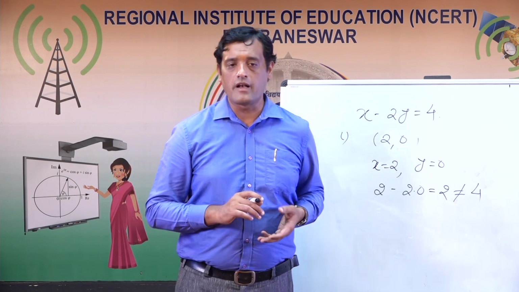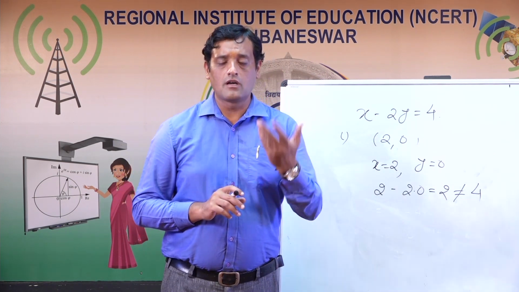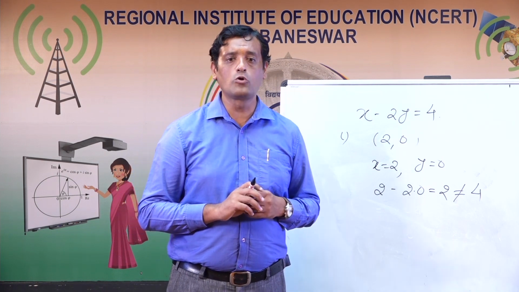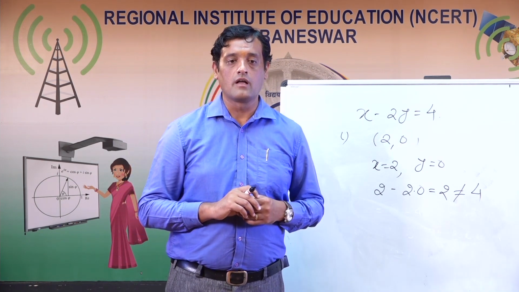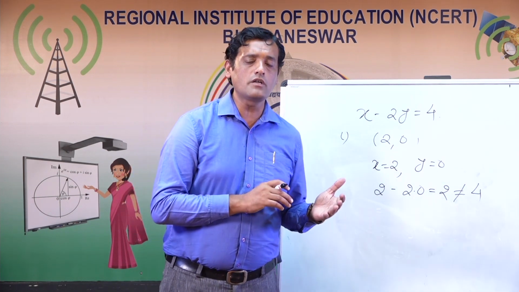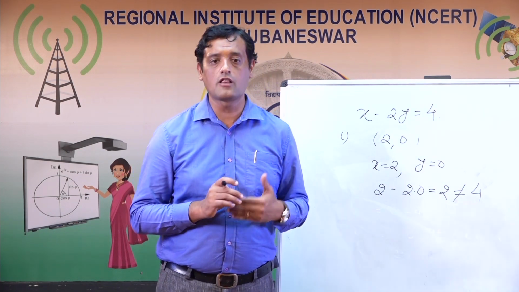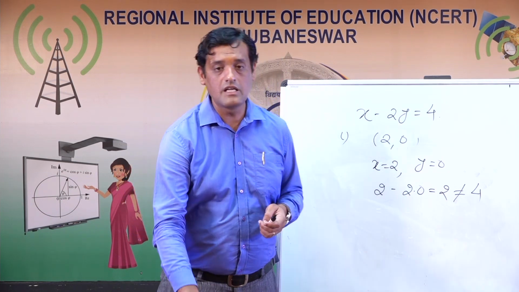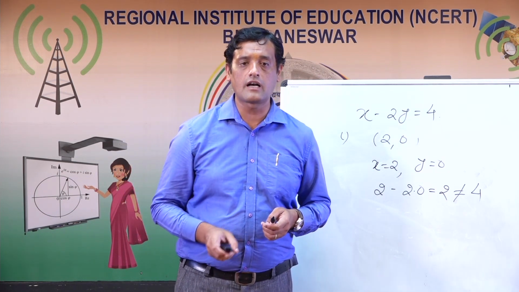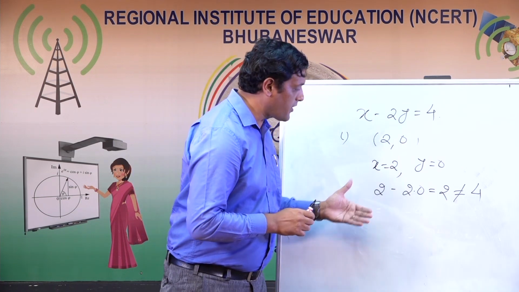In a similar manner, you just try out number 3, which is root 2 comma 4 root 2, and then number 4, 1 comma 1. Wherever it satisfies the equation, it means it is a solution. If it does not satisfy the equation, it is not a solution. These are the problems which are very important for us.